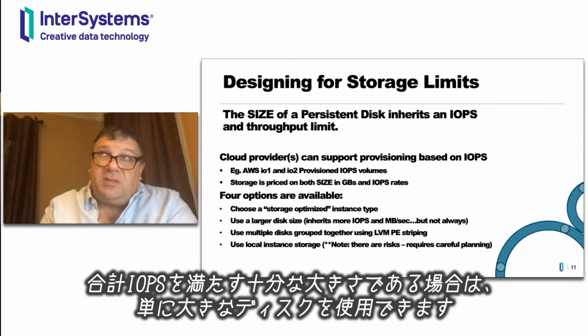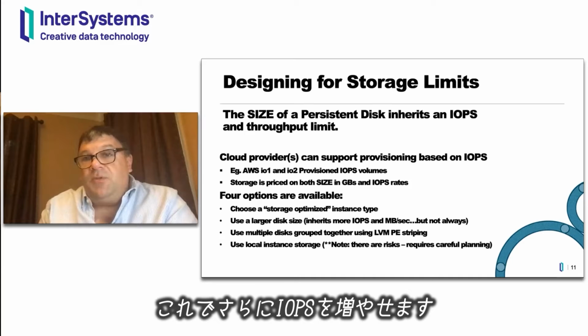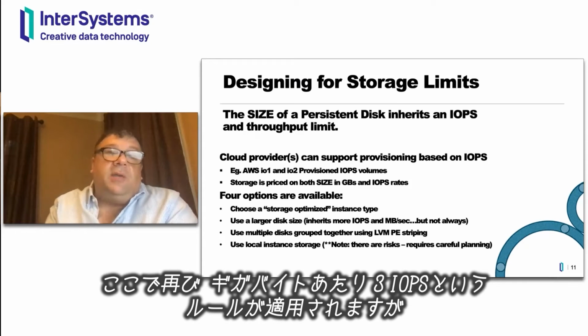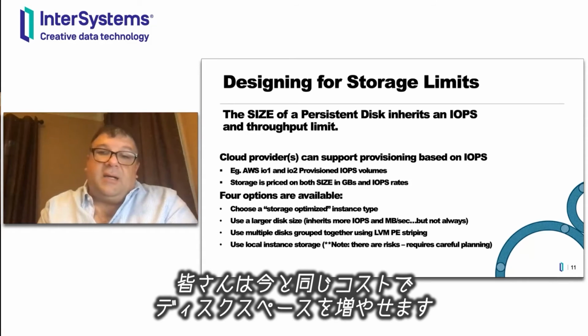If your instance type is already large enough to accommodate the total IOPS. By doing this, you gain more IOPS, again, because of that 3 IOPS per gigabyte rule, but at the cost that you're paying for more disk space.